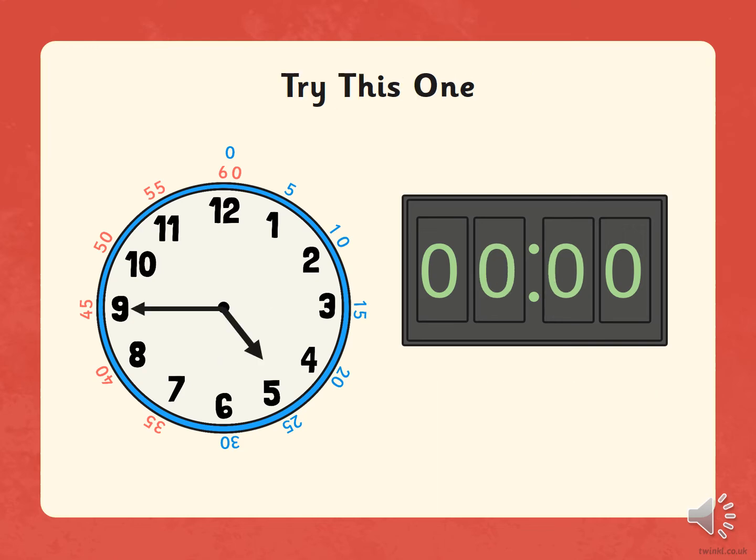Now let's try this one. The big minute hand is all the way around here pointing at this number here. Let's count in fives. 5, 10, 15, 20, 25, 30, 35, 40, 45. So the minutes on the digital clock are going to say 45. Now let's see where the small hour hand is pointing. It is pointing between the 4 and the 5. So that means it is 4:45.